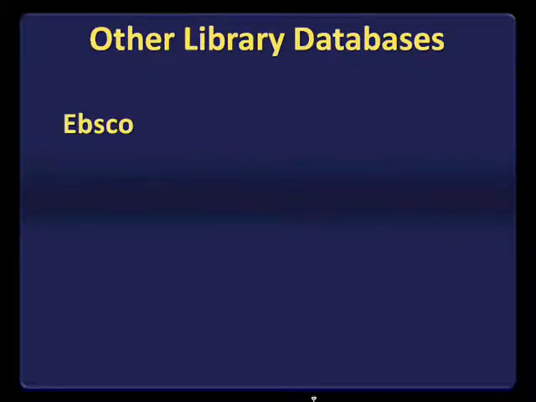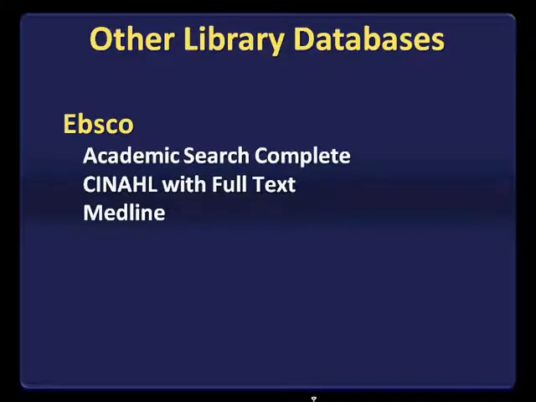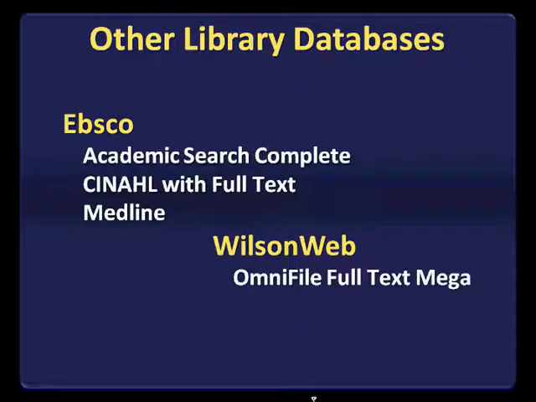Other library databases that may be of use to you if you have trouble finding what you need in the first two mentioned databases are listed here. There are some more databases from EBSCO that you can try out: Academic Search Complete, CINAHL with full text, and Medline. And then there is another general subject database from Wilson Web called OmniFile.